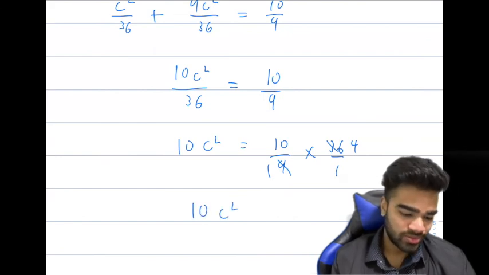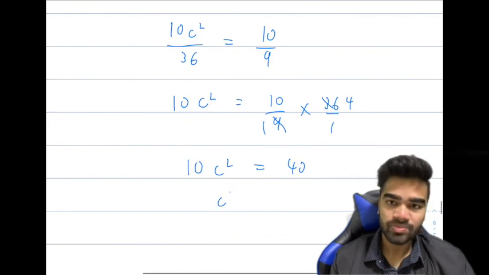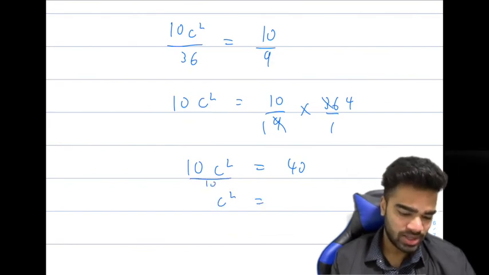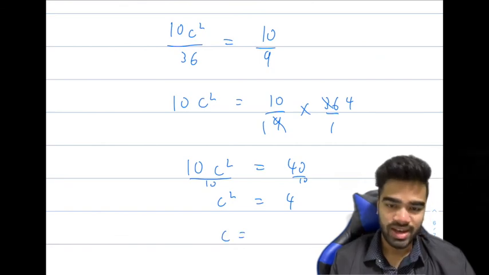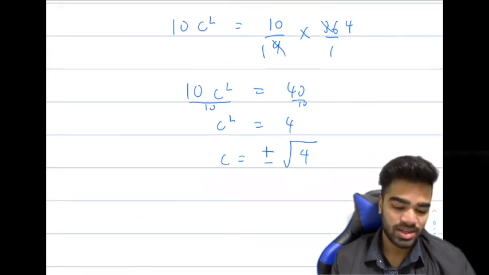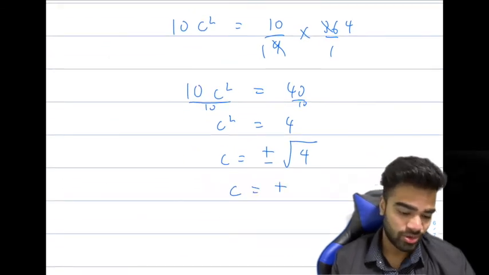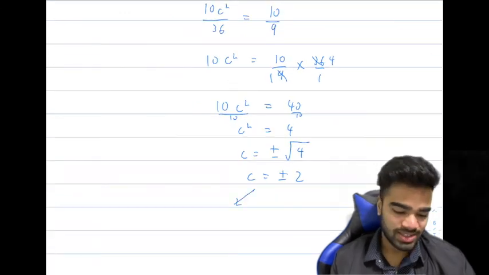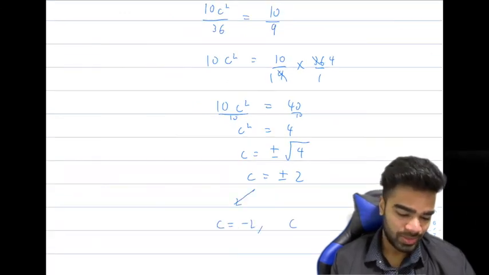Okay, so what are you left with? 10c squared is equal to 10 times 4, which is 40. Let's keep going. c squared is equal to, you need to divide both sides by 10, so c squared is equal to 4. And then c is equal to plus or minus. Remember, every time you square root to the other side, you have to do a plus or minus. So c is equal to the square root of 4, plus or minus, so c is equal to plus or minus 2. Okay, so that's it. What's the answer then? Well, c can be negative 2 or c is equal to 2.